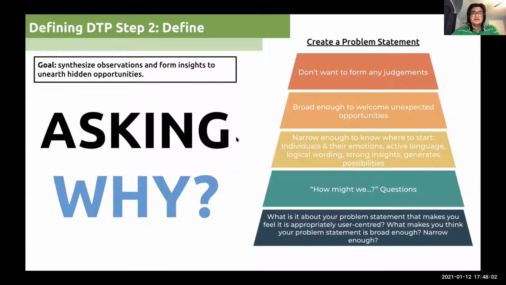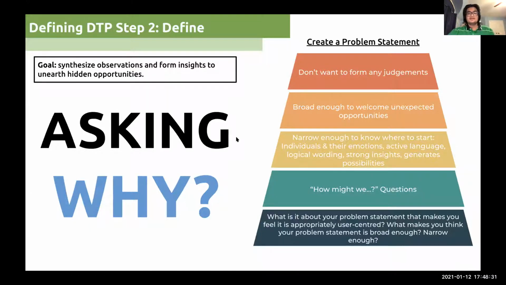Now, I'll give you an example of a problem statement that's very, very narrow. How might we redesign an ice cream cone that doesn't drip? Well, why is it too narrow, you might ask? It's really narrow because it's focusing on the ice cream cone and its drippability. I don't know if that's a word, but you're focusing down on a very, very small area. You don't know too much.